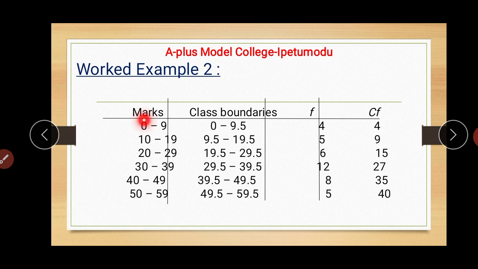That means by adding 0.5 to this one, and adding 0.5 to this one, these are the class boundaries. Then we have the frequency table, and we have the cumulative frequency. I told you last class about this cumulative frequency. We repeat the first one. Second one, this is 4 plus 5, which is 9. Third one, the 3. You add these 3 together, it gives you 15.